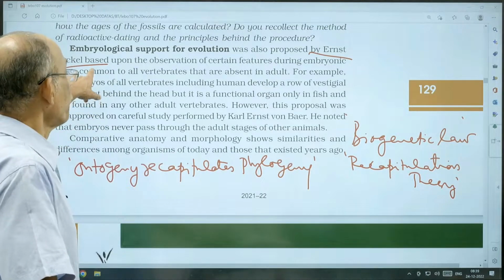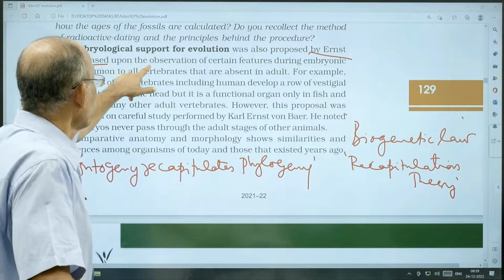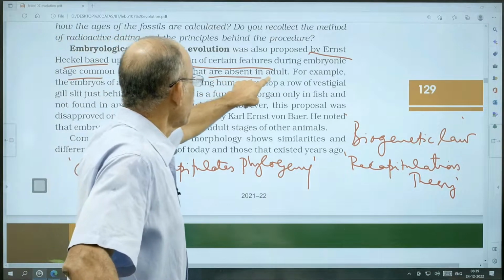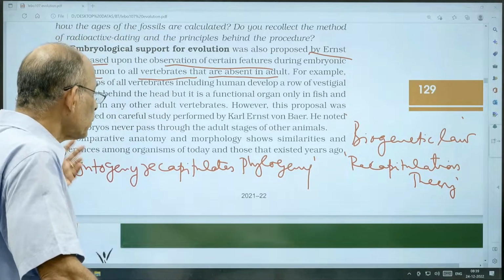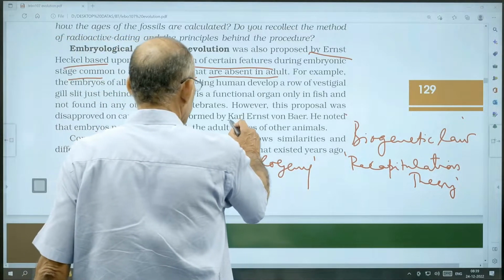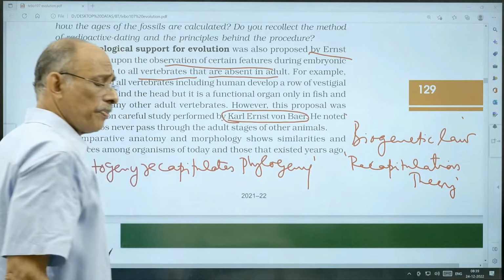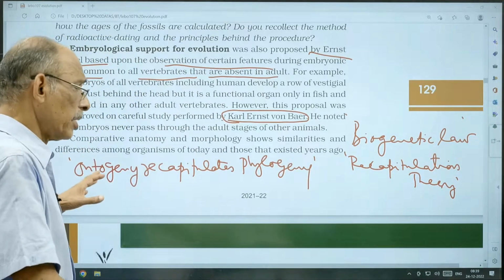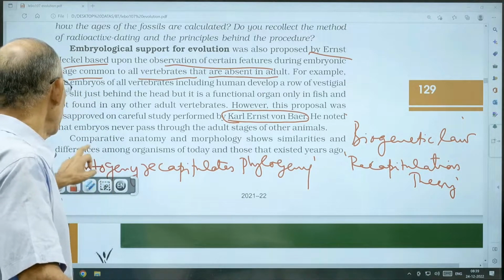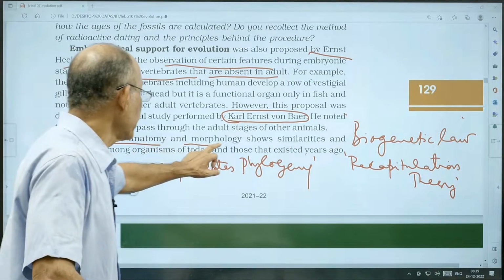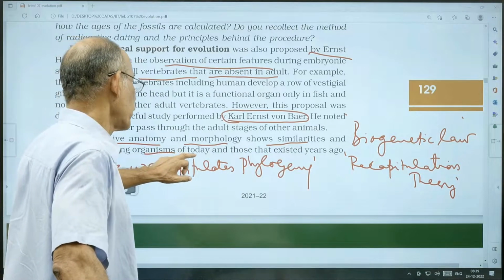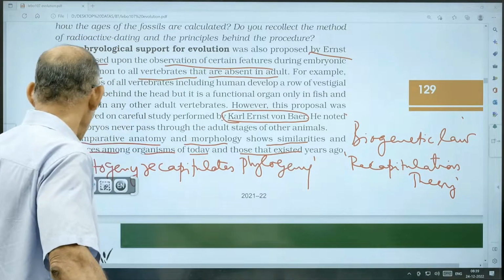Ernest Haeckel made this observation upon certain features during the embryonic stage that are common to all vertebrates but absent in adults. But this theory has some lacuna, and it was objected to by von Baer, who slightly modified this theory. Another evidence is comparative anatomy and morphology, which shows similarities and differences among organisms today and those that existed millions of years ago.